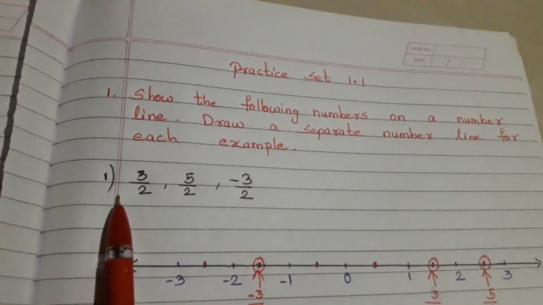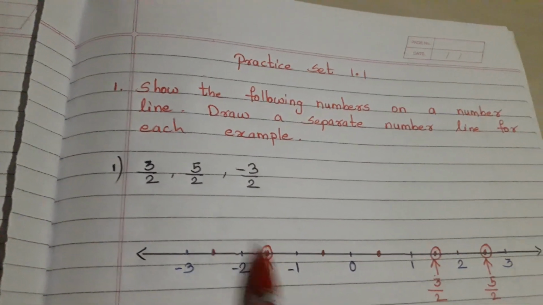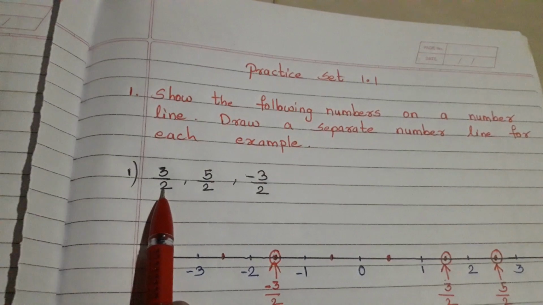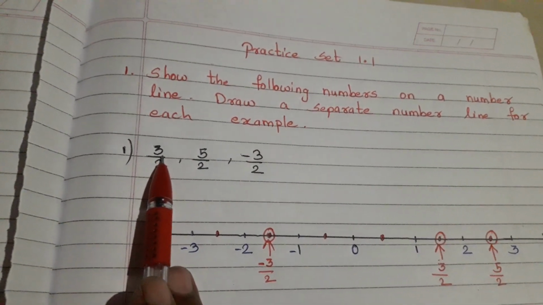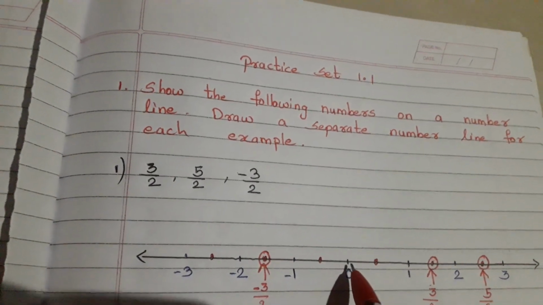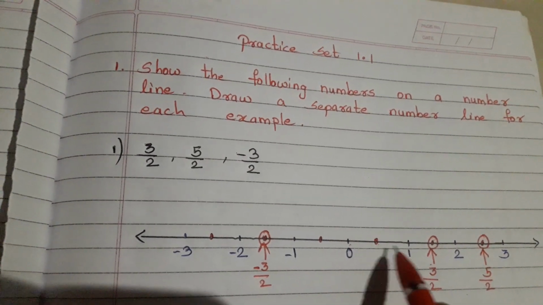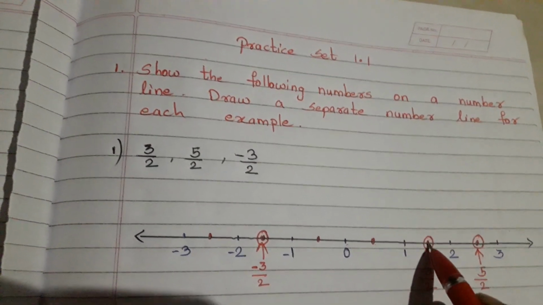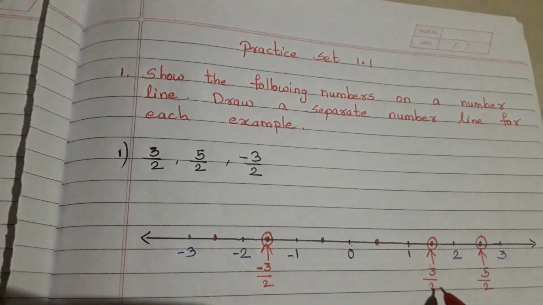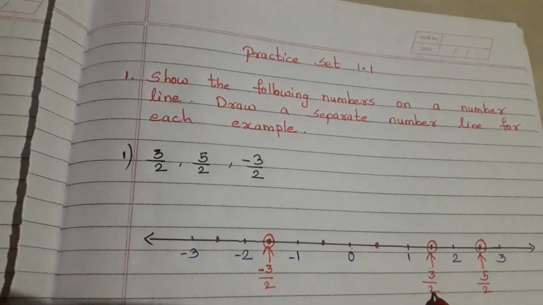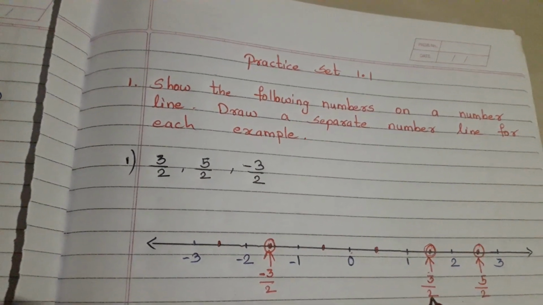Here the denominator is 2, so we have divided each unit into two equal parts. And in the first rational number, the numerator is 3. That means from 0 we have to count 3 points. This one is the first point, second point and this is the third point starting from 0, and this third point denotes the rational number 3 upon 2. So we have to indicate this number 3 upon 2 in this way.